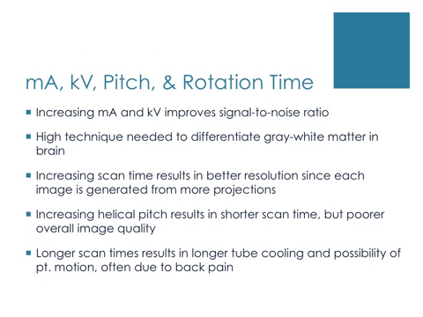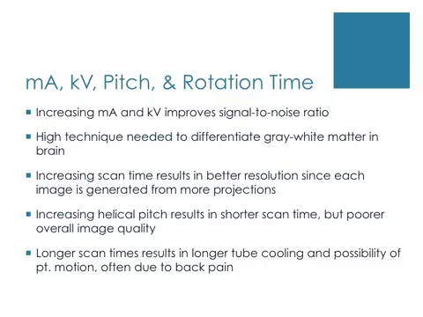Although the preset techniques and protocols supplied by the manufacturers are helpful, the tech must be able to manipulate the MA, KV, helical pitch, scan time, and the slice thickness to suit every circumstance. Increasing the MA and KV will improve the signal-to-noise ratio. A high technique is necessary for contrast resolution of soft tissue in the brain, or in other words, gray-white matter differentiation. Increasing the scan rotation time will result in better resolution because each image is generated from more projections.